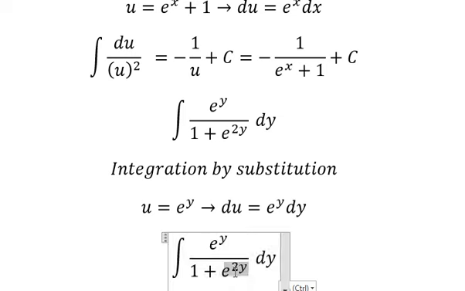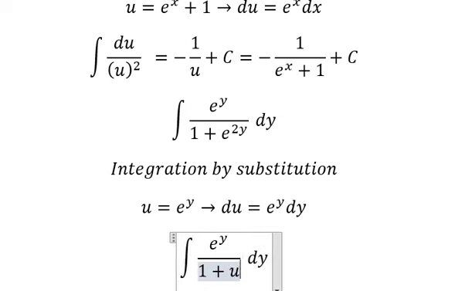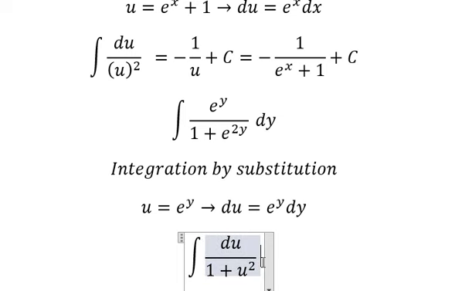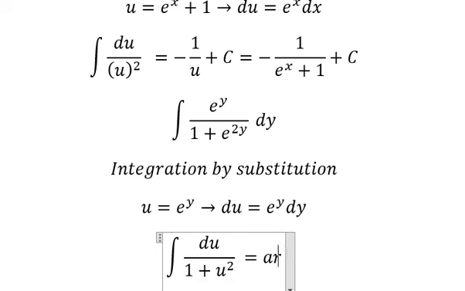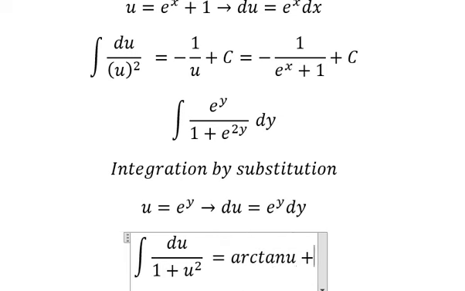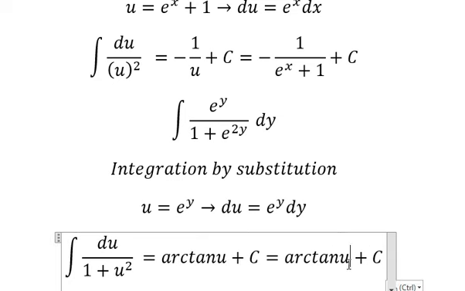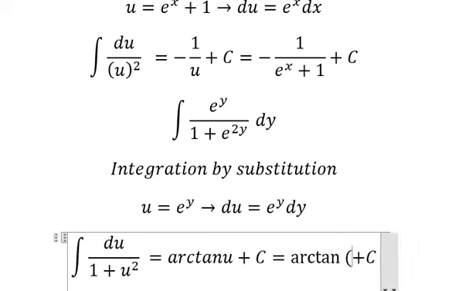So this one we change by u square because we have number 2 in here. E to the power of y dy we change by du. So the integration of this one, we have arctan of u, and I will put c. About u, that is e to the power of y.